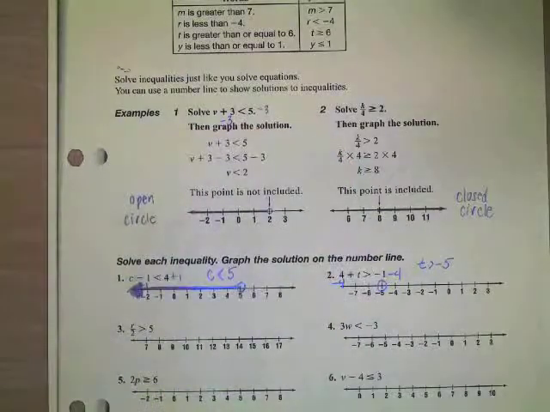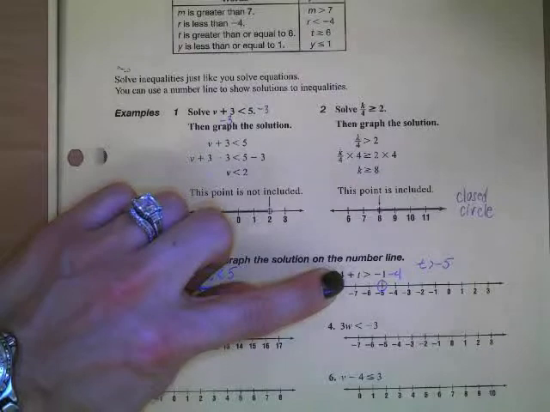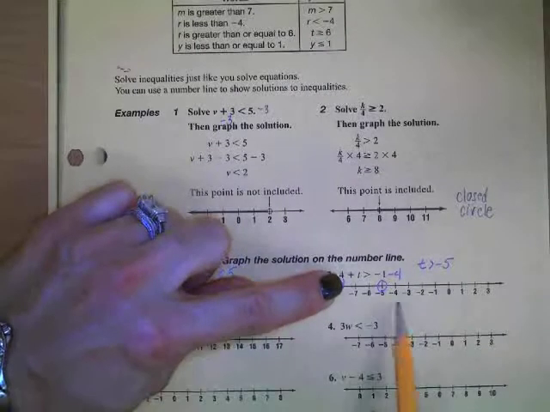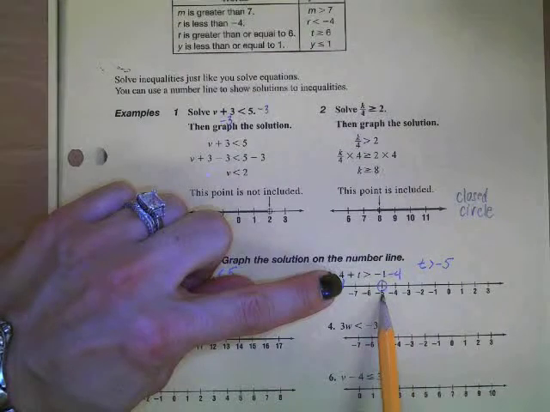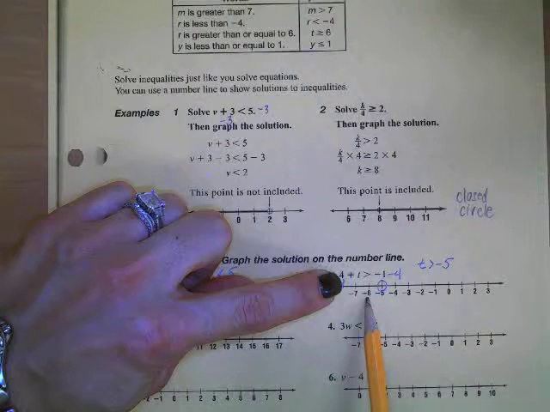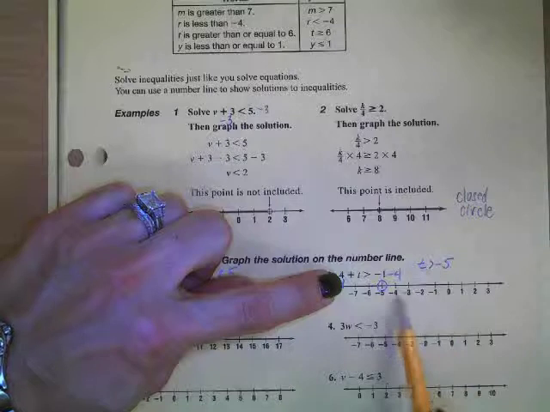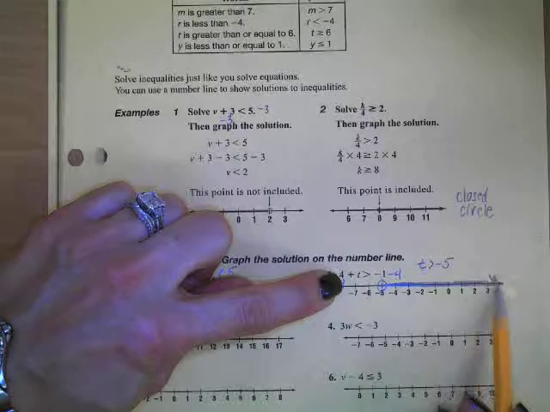Is my line going to go to the right or to the left? Zoe, is my line going to go to the left or the right? Why do you say to the left? Is negative 4 greater than negative 5? Yes. Is negative 6 greater than negative 5? No. So what this says is T is greater than negative 5. So my line's going to go to the right. Hey, I got it right.